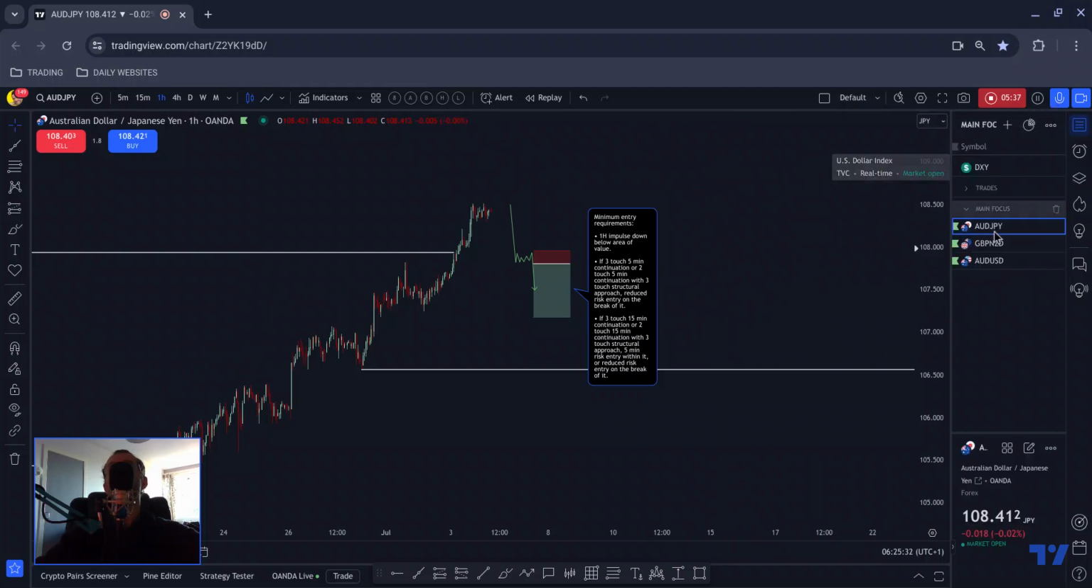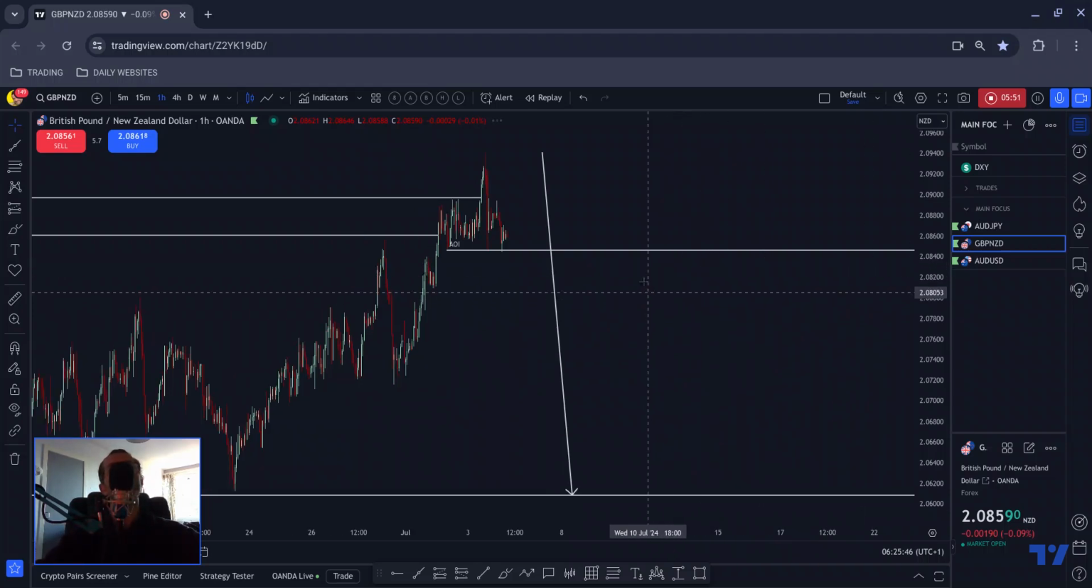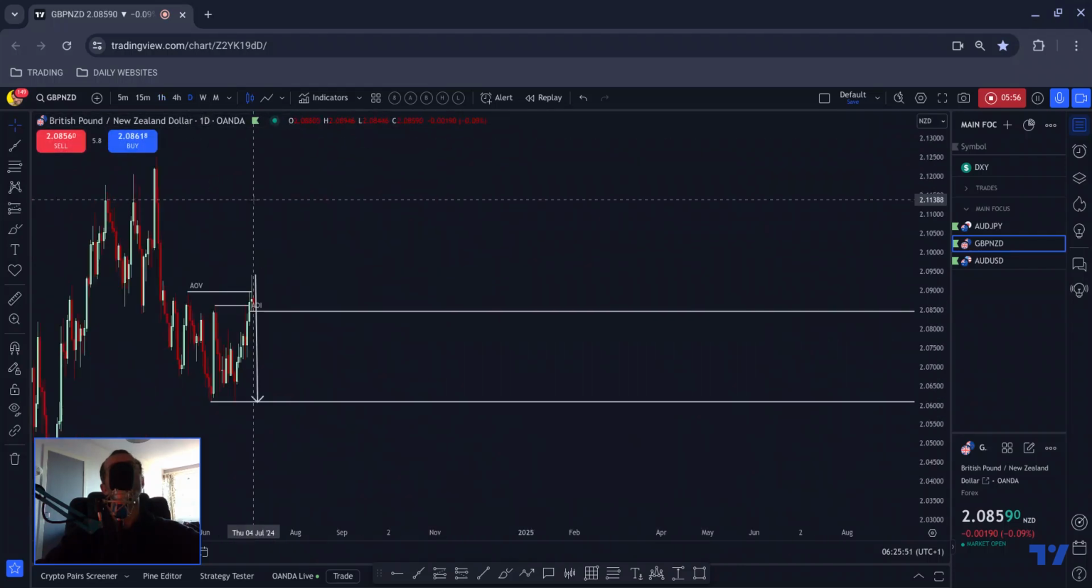So moving on, pound Kiwi. Just to say, before I forget, I won't be holding any positions overnight if I do happen to take one, because of the general election in the UK today, just in case that causes some volatility and some slippage and so forth.